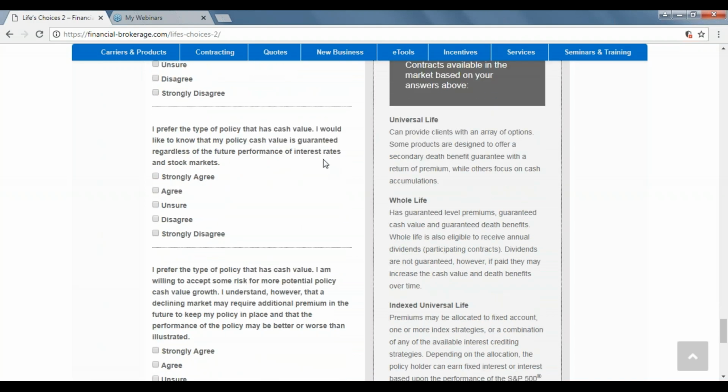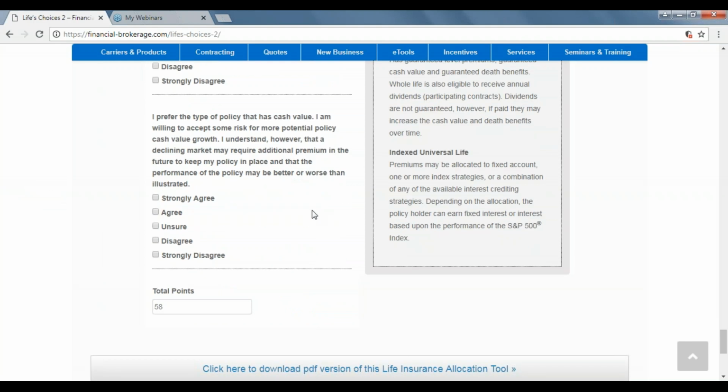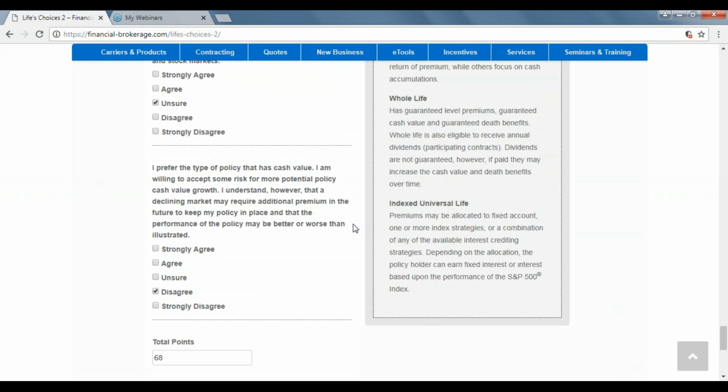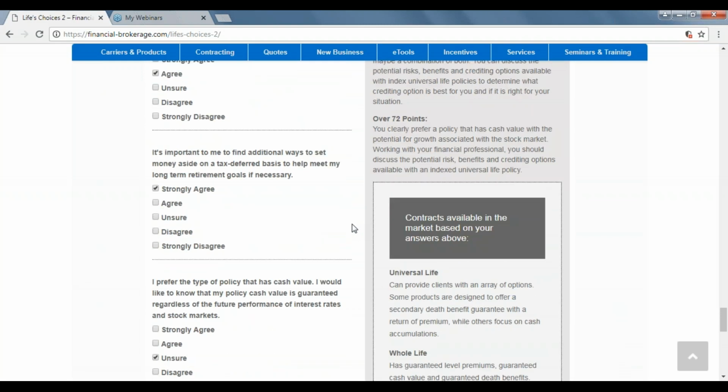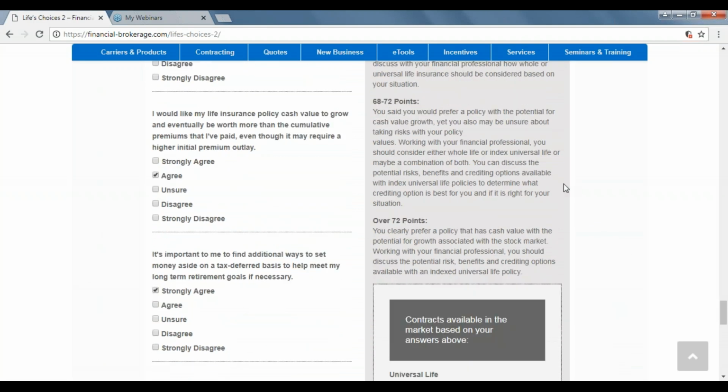For a type of policy that has cash value, I'd like to know the value is guaranteed. Let's say they're unsure about that. For a type of policy that has cash value, willing to accept some risk for more policy cash value. Let's say they're going to disagree on that. So in this case, we have 68 total points. Let's see where that puts us here. So it kind of puts us towards the high end.